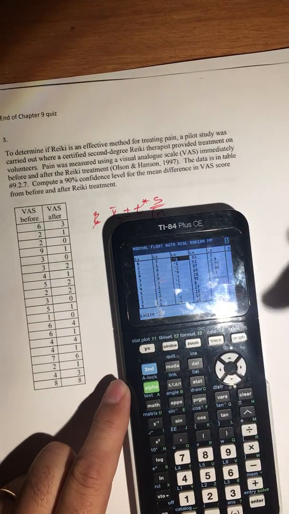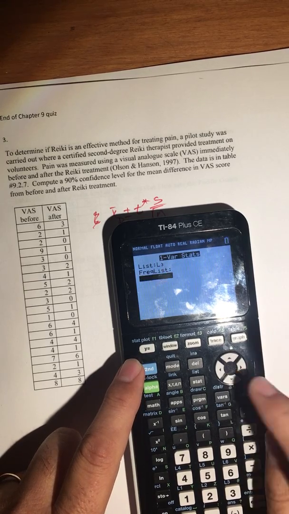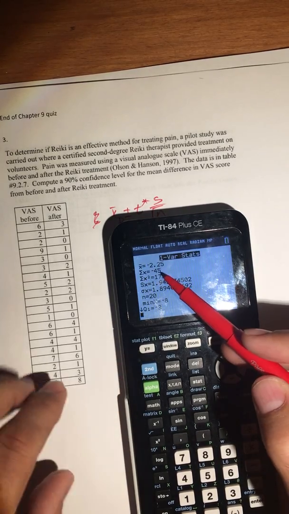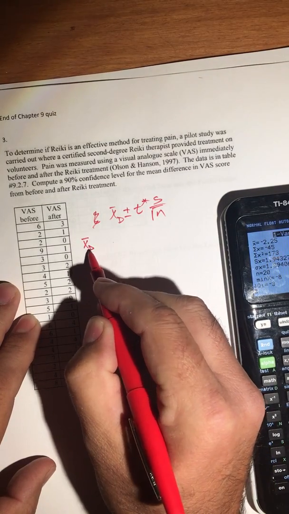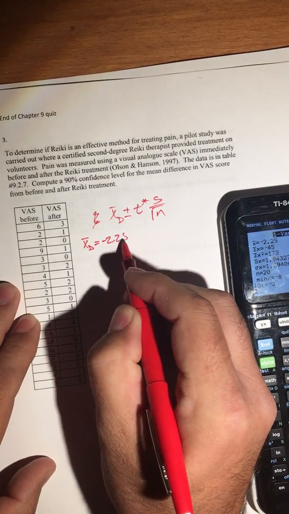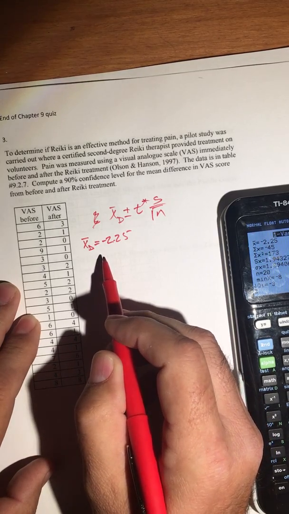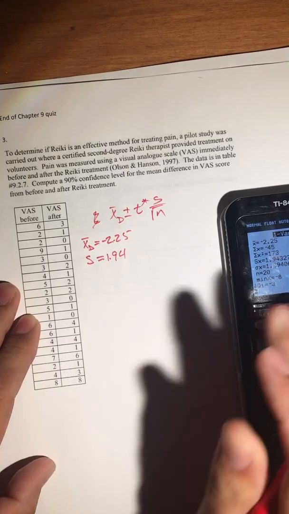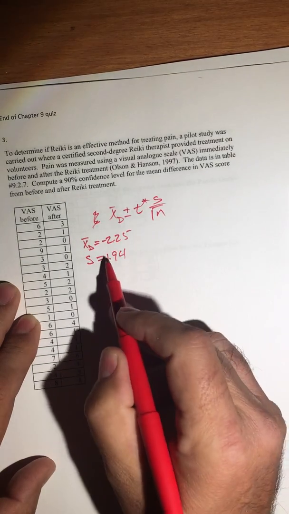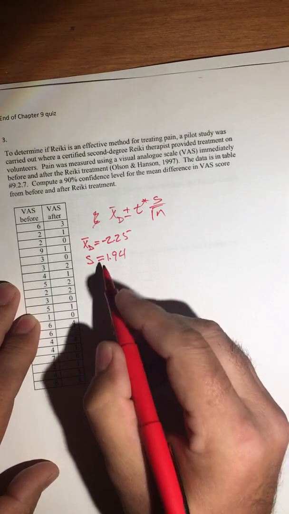So let's see. So we're going to go stat, calc, 1 var stats on list 3. And so I get negative 2.25. So our x bar of the differences is negative 2.25. So it looks like the average decrease in pain was 2.25 points. And the standard deviation was equal to 1.94. All right, so that's a pretty large amount of variability. But let's go ahead and do our formula.